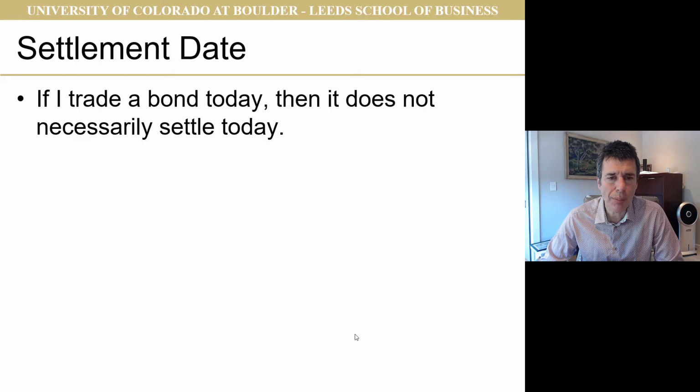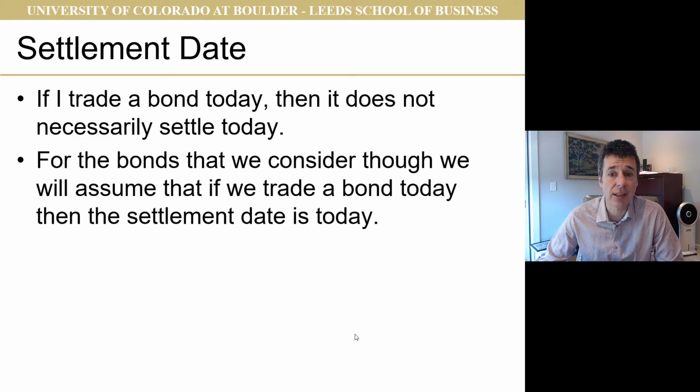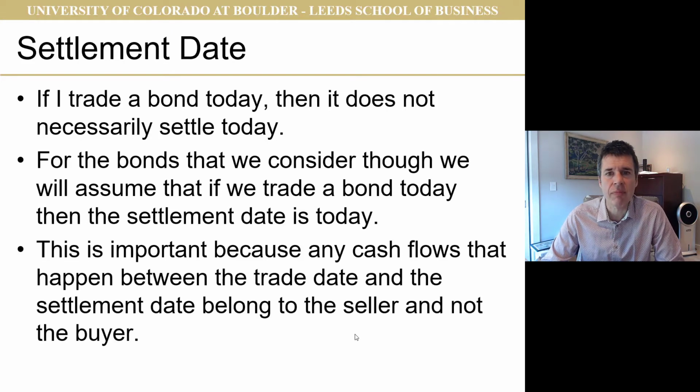If you buy a bond today, then it does not necessarily settle today, meaning that you don't necessarily get it today. For bonds that we consider though, we're going to assume that if we trade a bond today, we buy or sell it in the market, then the settlement date is today. It becomes ours today. The reason why this is important is that any cash flows that happen between the trade date and the settlement date belong to the seller of the bond and not the buyer.